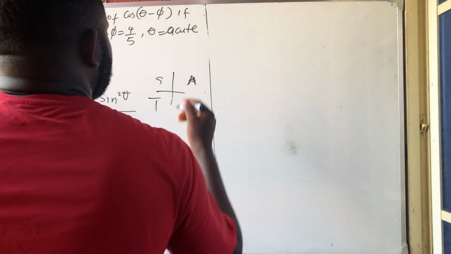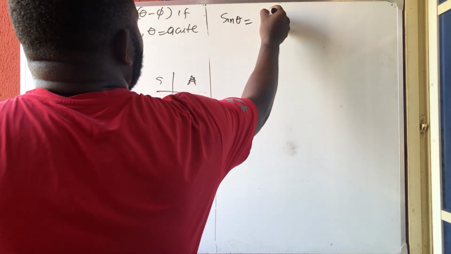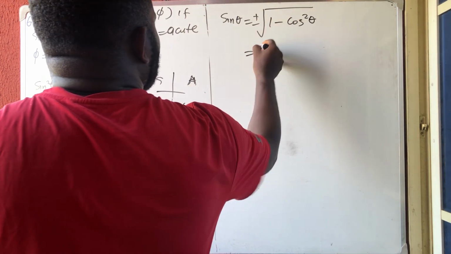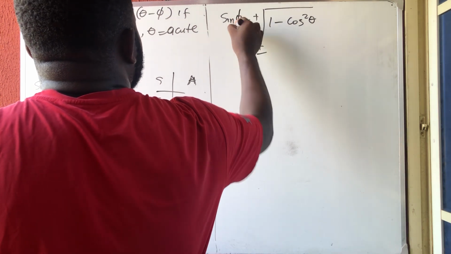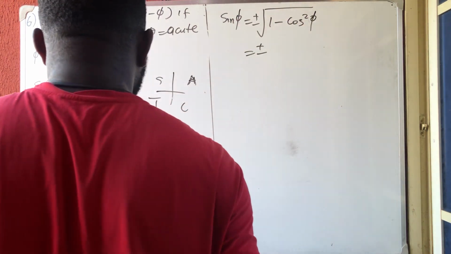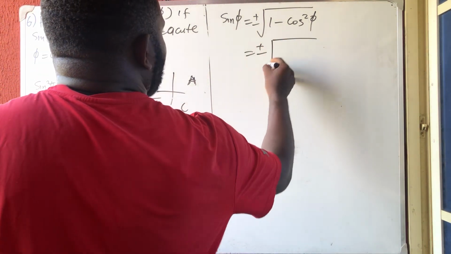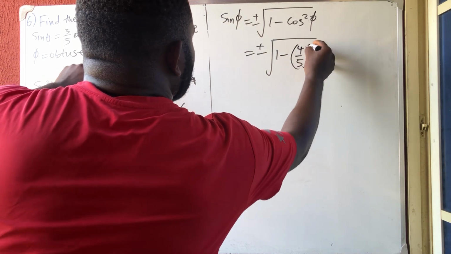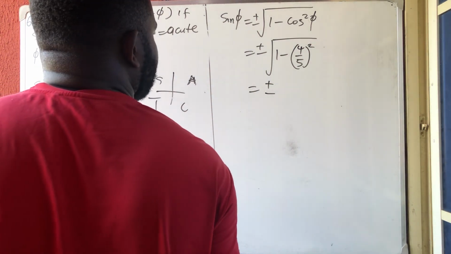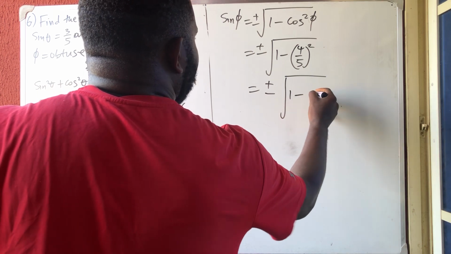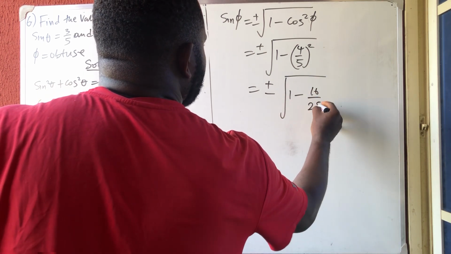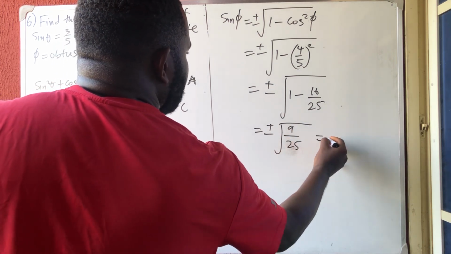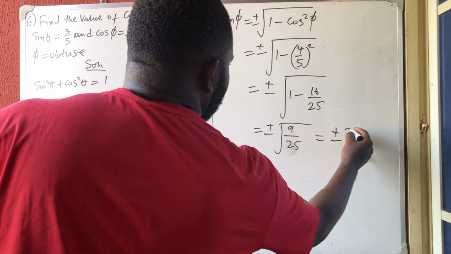Let's use the same thing for sine theta. So I have that sine theta will now be equal to the square root, plus or minus, of 1 minus cos squared theta. I'm going to use phi here because they gave me phi. So this is the square root of 1 minus cos phi, they gave me 4/5, all squared. So this is plus or minus the square root of 1 minus 16/25. So you're going to have plus or minus the square root of 9/25, which is plus or minus 3/5.